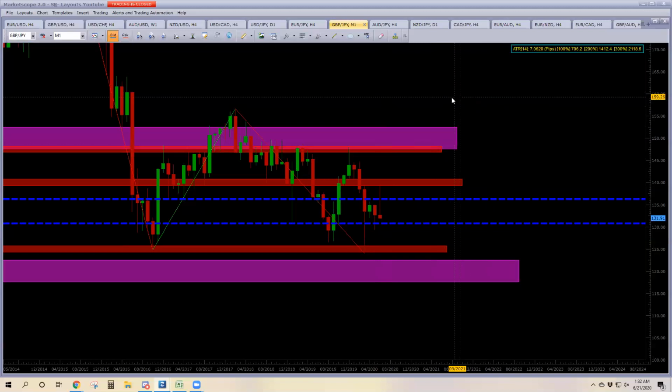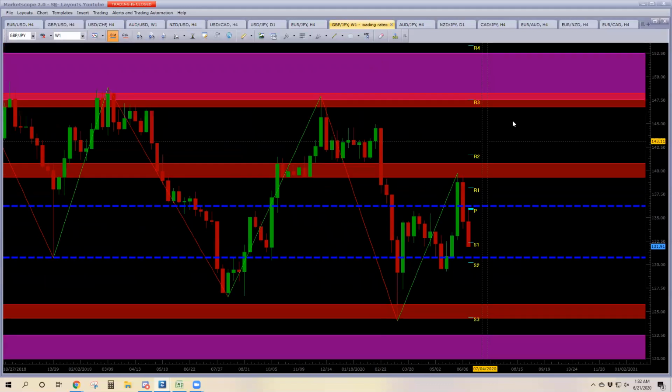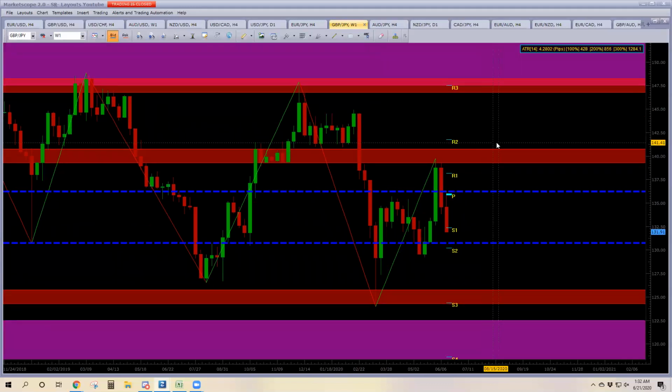Anyhow, as you can see here on this pound dollar, once again, our purple zones are our monthly and our weekly zones are our red zones. And we don't even have to look that far. It went up to our weekly resistance, and I'll stop the video here.